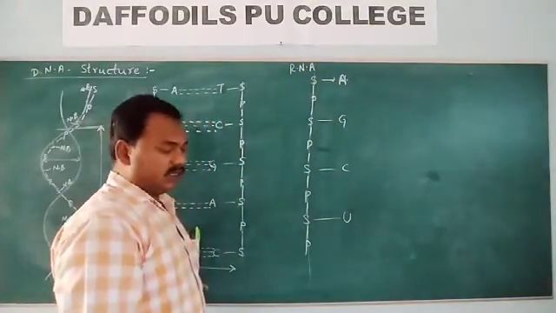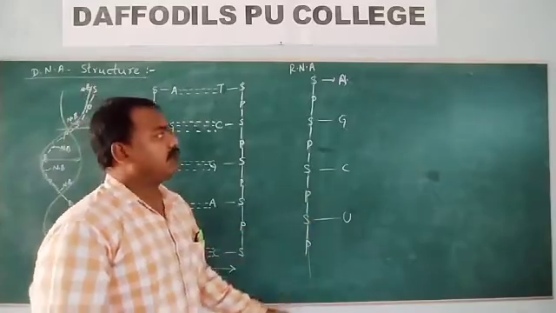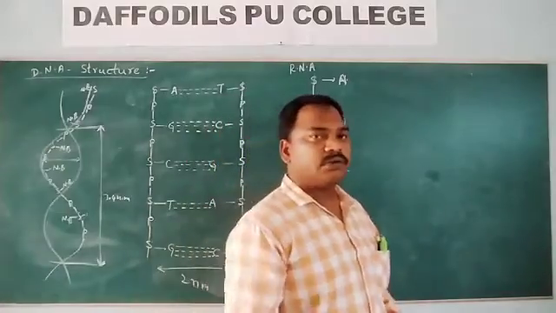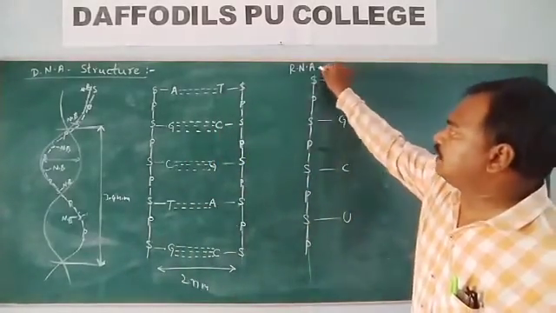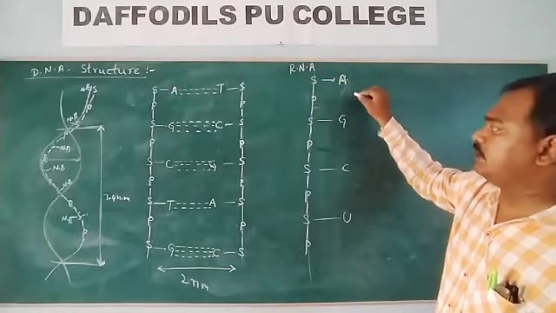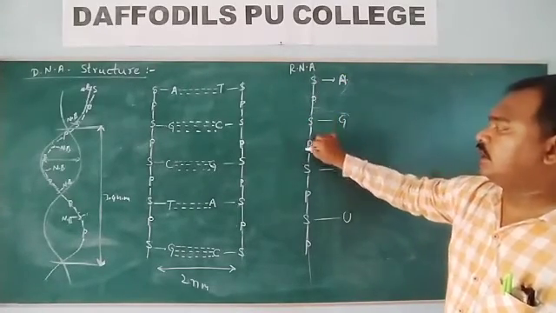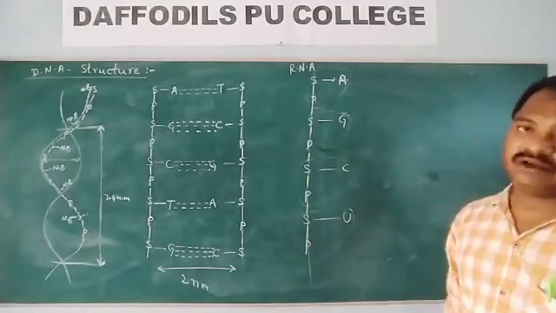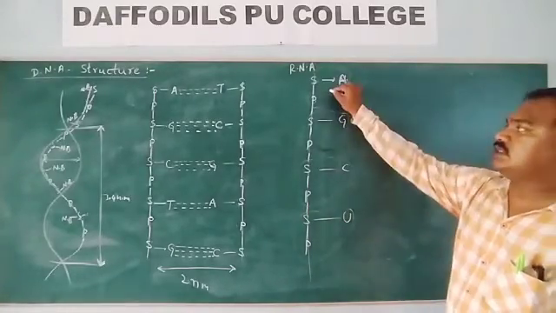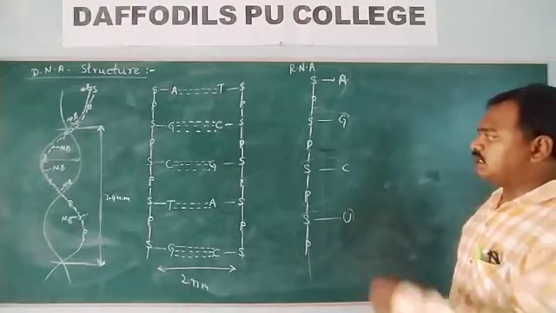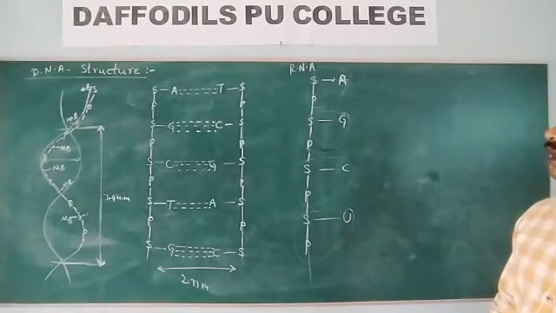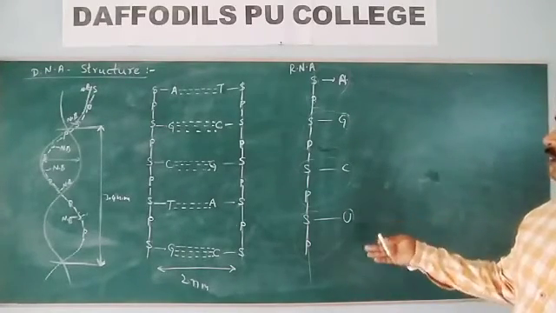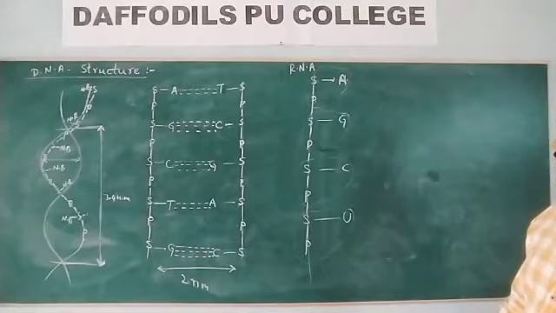RNA contains a single strand. This strand is also made with sugar and phosphate moieties. This one also is a polymer of nucleotides. So this is a nucleotide: sugar, phosphate, nitrogen base. Again sugar, phosphate, nitrogen base, sugar, phosphate, nitrogen base. All these nucleotides polymerize to give the RNA polymeric chain. So this is the structure of RNA.